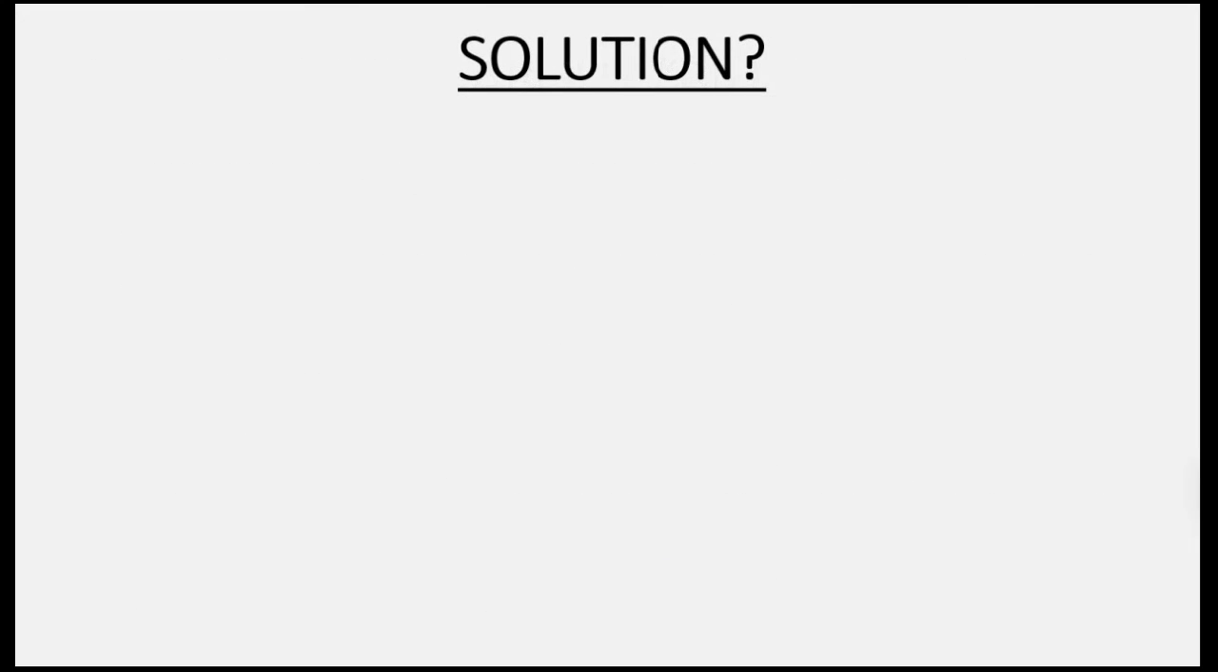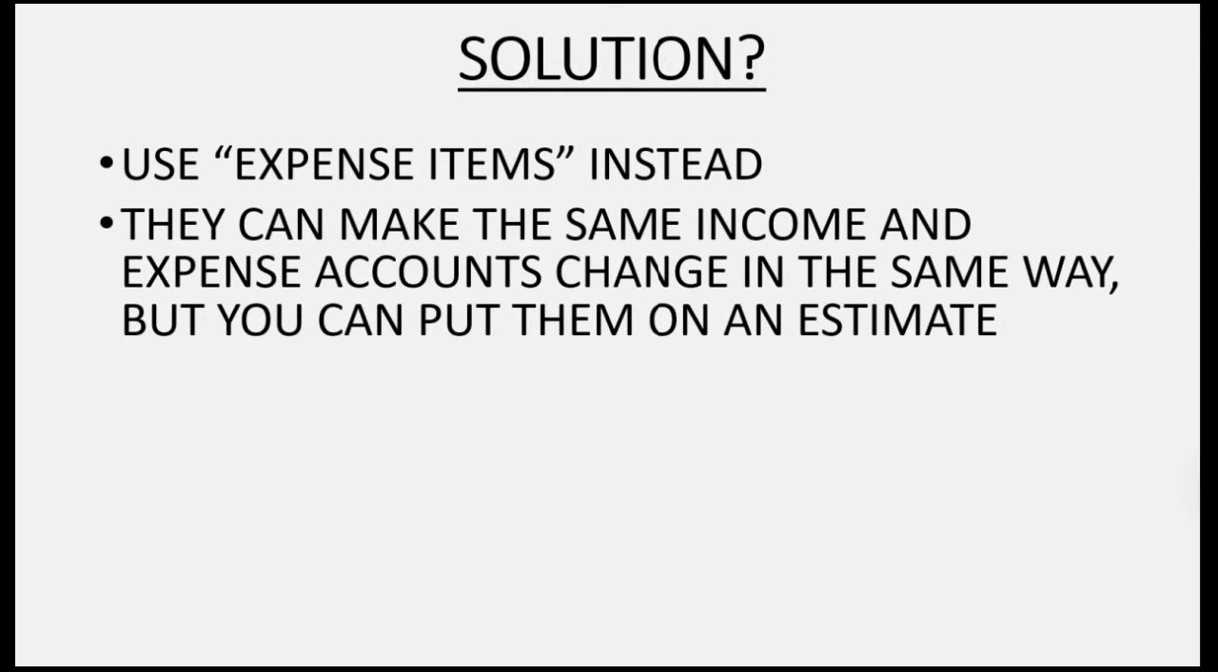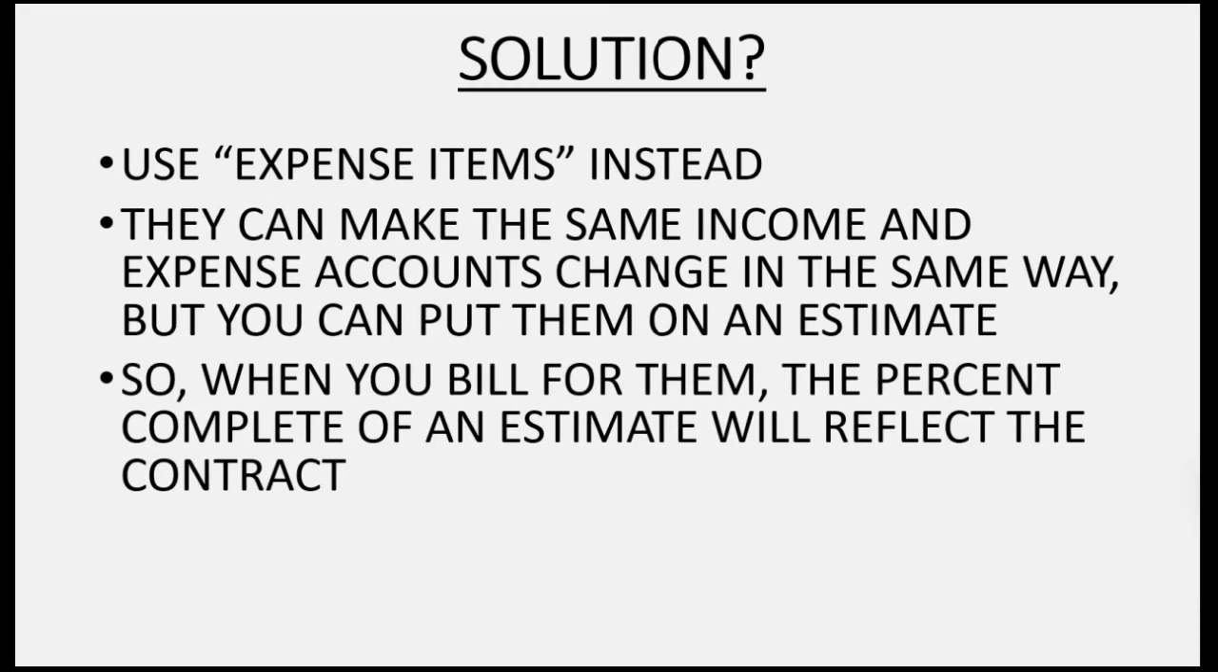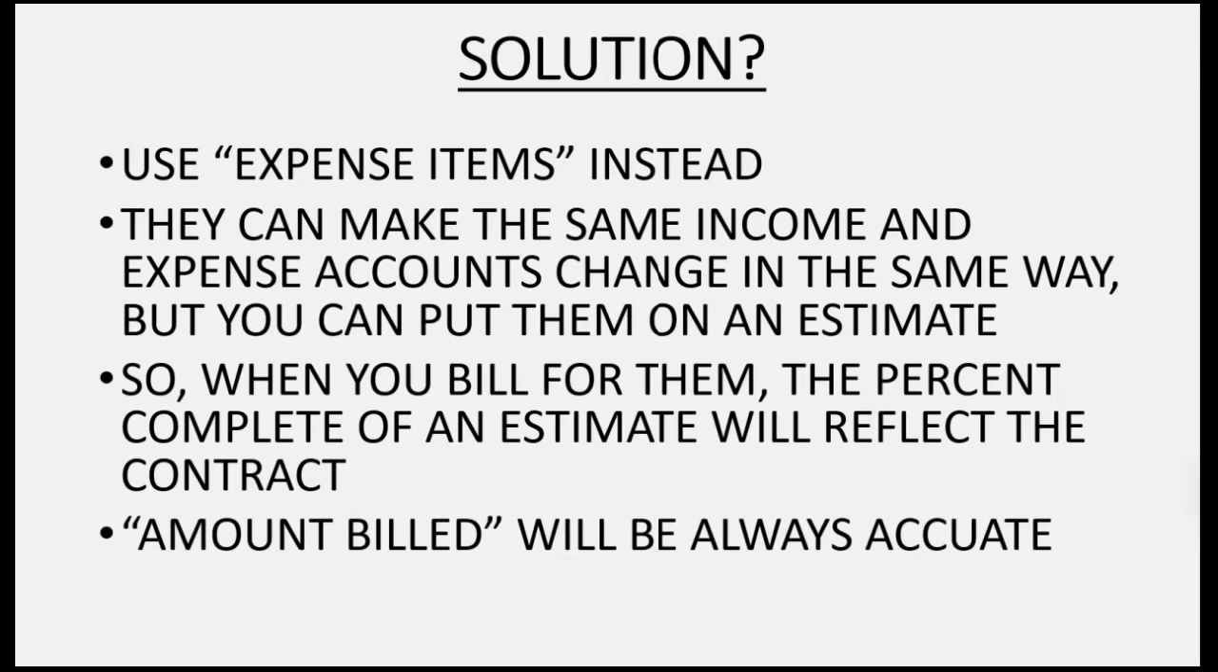The solution to this problem is to use expense items instead. Expense items can make the same income and same expense accounts change in the same way, but the good news is you can put them on the estimate at the beginning. So when you bill for them, the percent complete and the amount billed will be accurate and reflect the contract. And the amount billed will always be accurate.